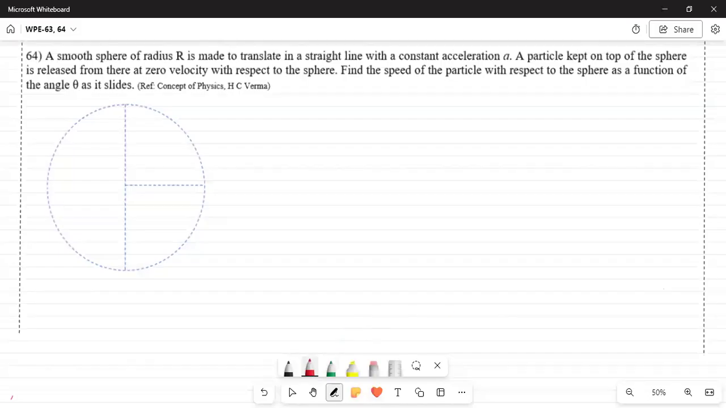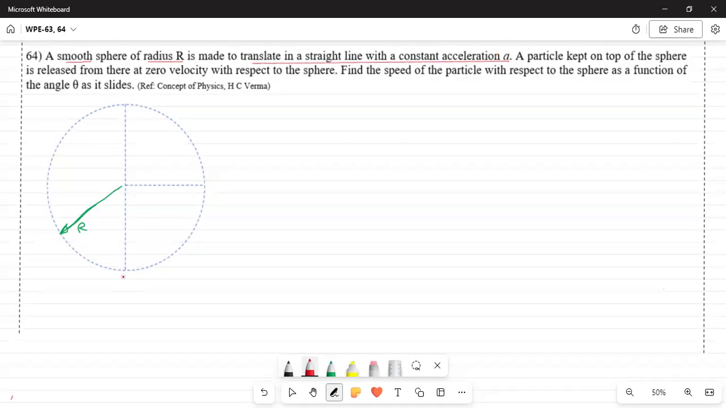Now let's try to solve the last question of this chapter, question number 64, which says that there is a smooth sphere of radius r. So this sphere has a radius r and it is smooth. That means there is no friction. It is made to translate in a straight line with a constant acceleration a.